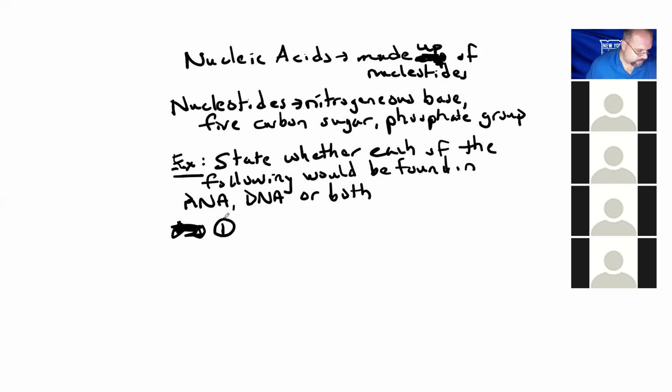All right. So first one, let's do guanine. So guanine, of course, is what? Guanine is a nitrogenous base. Remember, RNA and DNA have 4 nitrogenous bases. 3 of them are common to both. Is guanine one of those nitrogenous bases that are common to both? And the answer is yes. So guanine would be found in both. So that's number 1. Number 2.